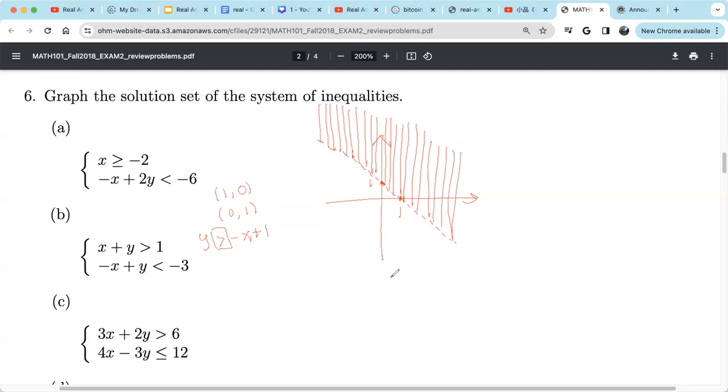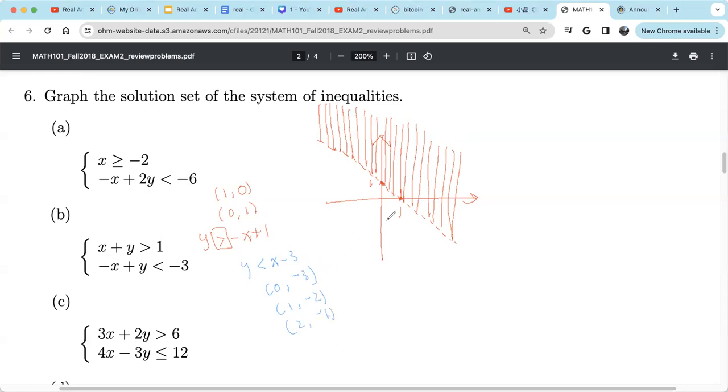Okay, that's good enough. Of course, it keeps going, right? The line keeps going, the solution set keeps going. Now let's do the second one with the blue color. We just move negative x to the other side, so y less than positive x minus 3. So we pick x to be 0, y would be negative 3. Pick x to be 1, y would be negative 2. Maybe we'll pick one more point, 2 gets negative 1.